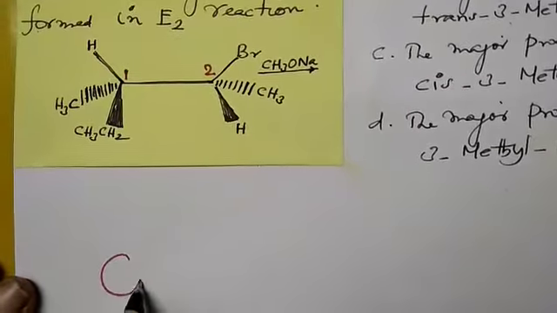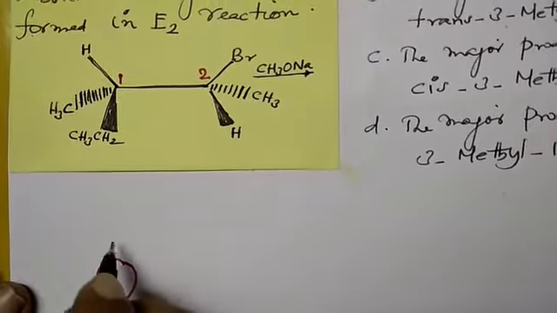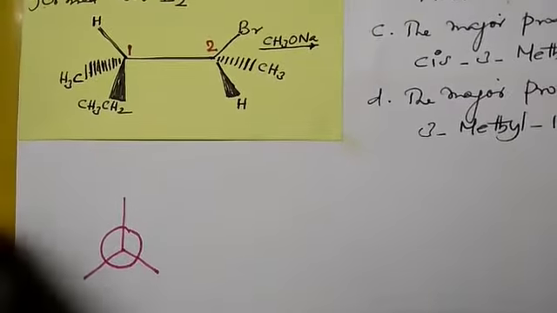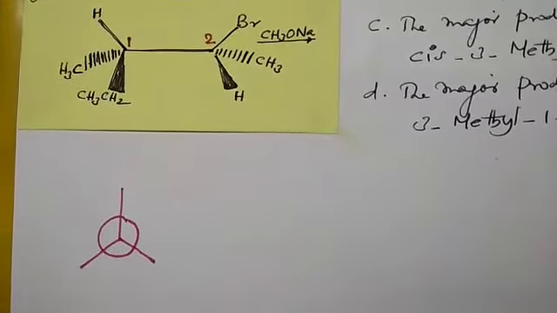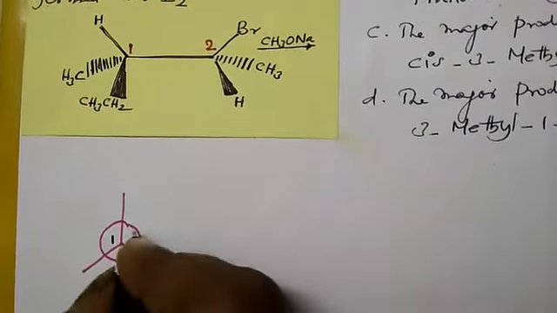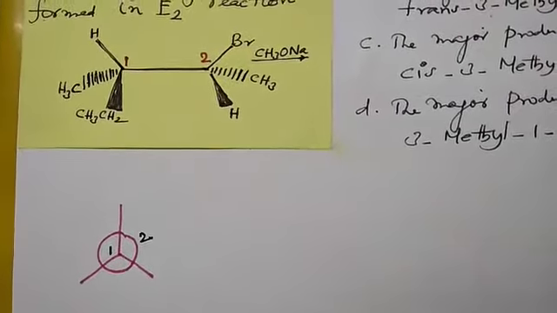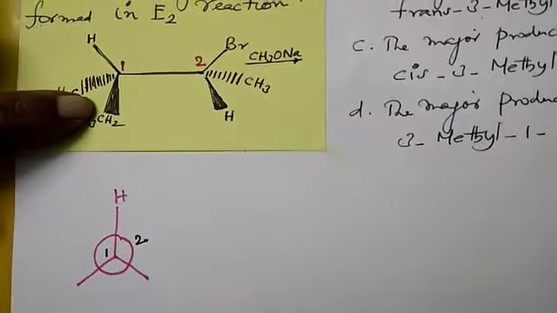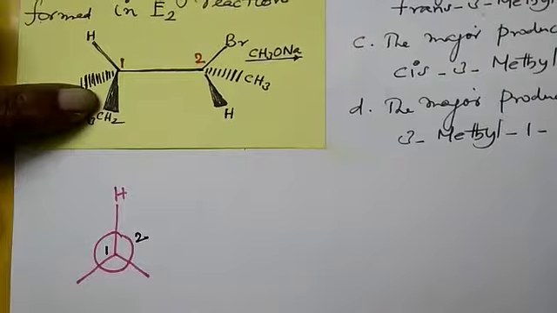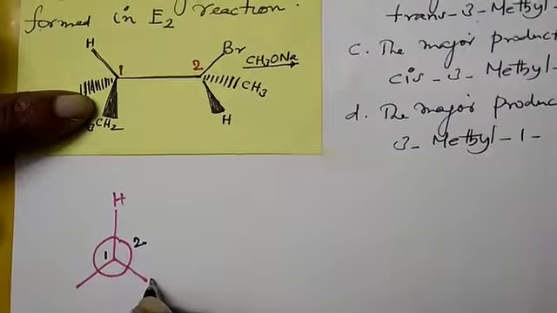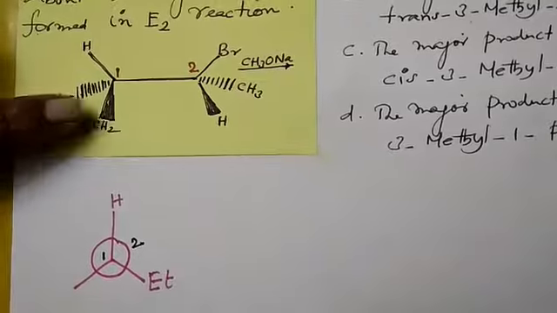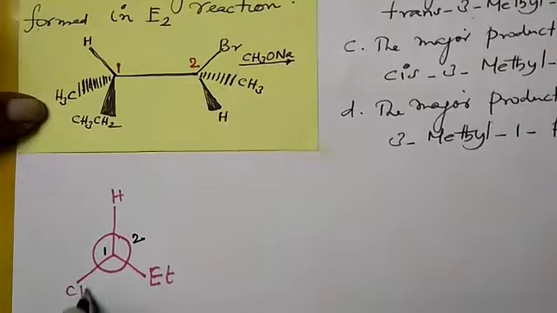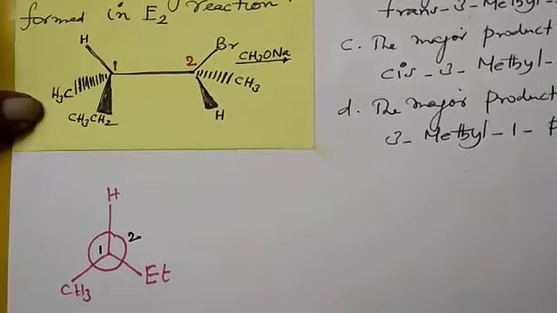First, a circle. Here this is one carbon. Now let us write the carbon. This is the first one, the inner one. This is carbon number 1 and this is carbon number 2. In carbon number 1, hydrogen is in the upward position and this ethyl group is towards the observer. On my right hand side, that is the ethyl group, you can write as Et, and the methyl group is away from the observer, I am writing here. This is in carbon number 1.